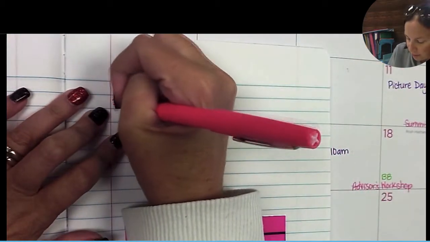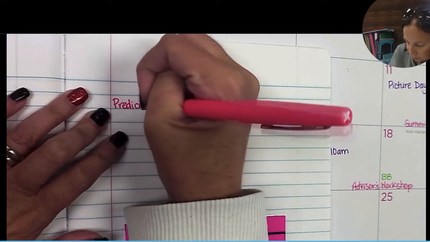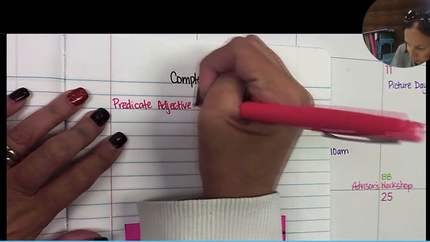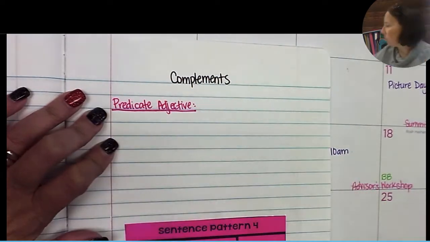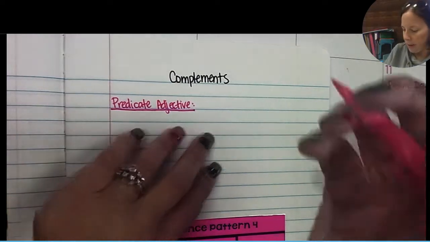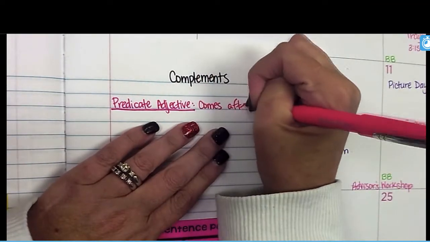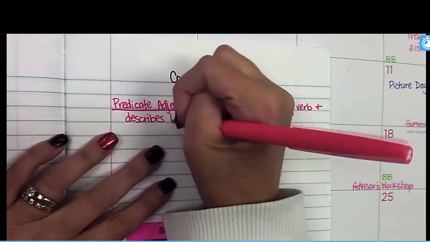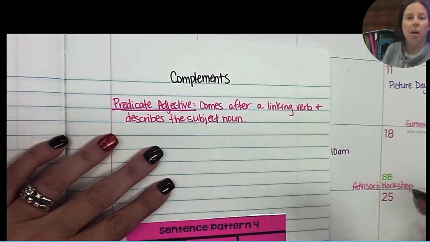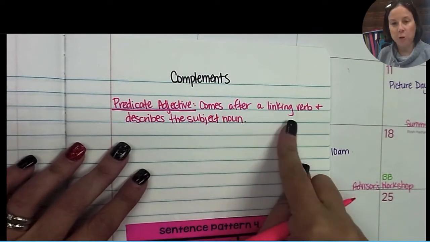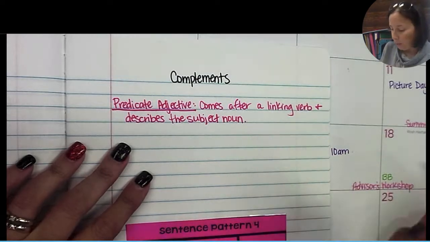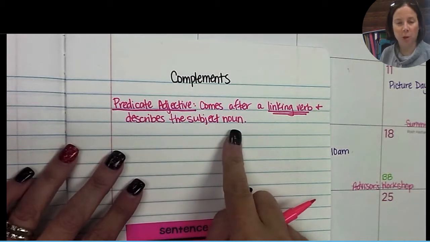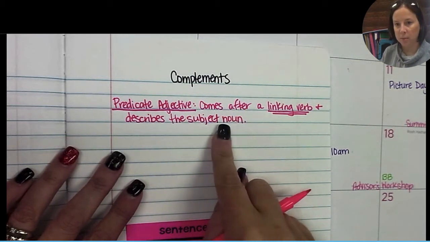called a predicate adjective. Okay, so a predicate adjective is going to come after a linking verb. So that is going to be the big key here. Predicate adjectives are coming after linking verbs, and it's going to describe the subject noun. It's not just any noun, it's going to describe the subject noun.